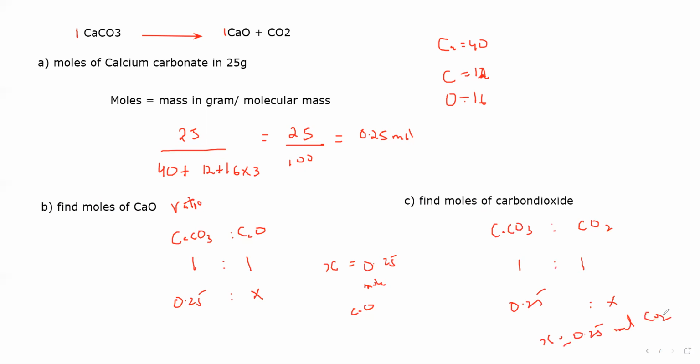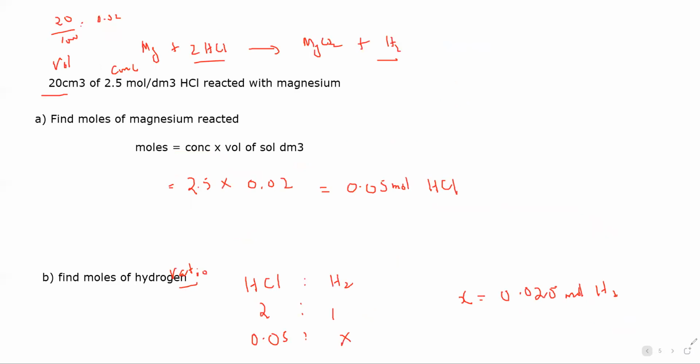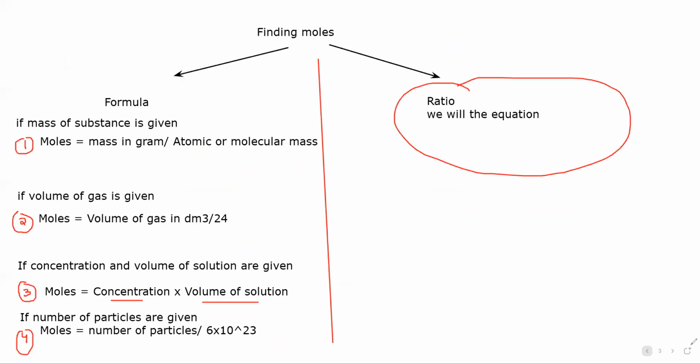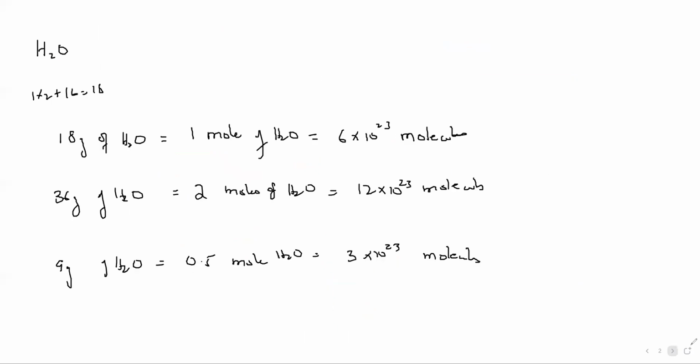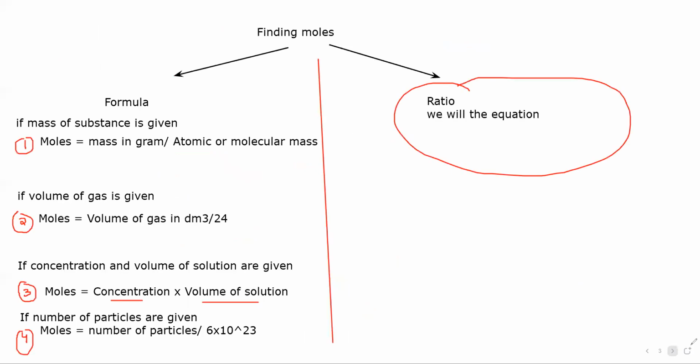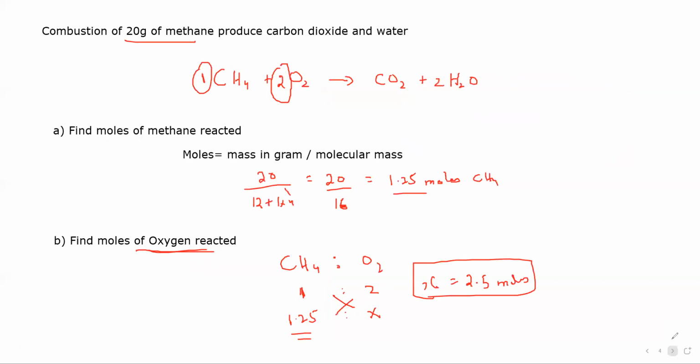Is it clear how we use the moles? You can use the ratio or you can use the formula. Use the ratio when nothing is given, when information is not clear, like some parts are missing related to the question. And use the formula if information is complete.